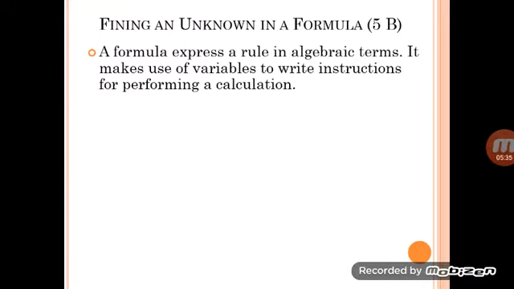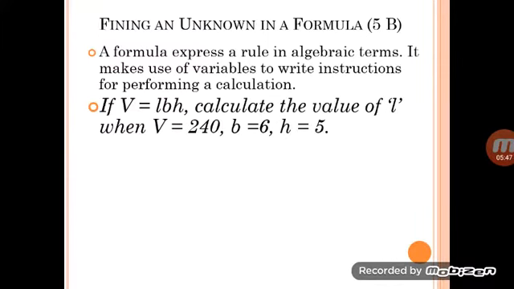Now for the 5b exercise, finding an unknown in a formula. A formula expresses a rule. In algebraic terms, it makes use of variables to write instructions for performing a calculation. For example, if it is given that v equal to lbh, calculate the value of L when v equal to 240, b equal to 6 and h equal to 5.